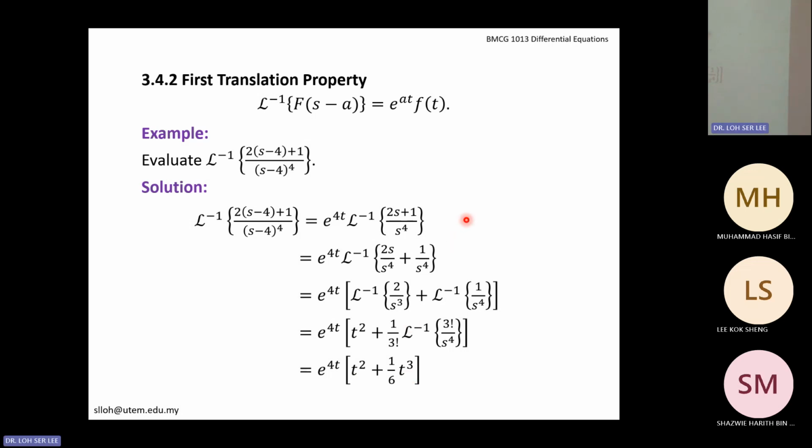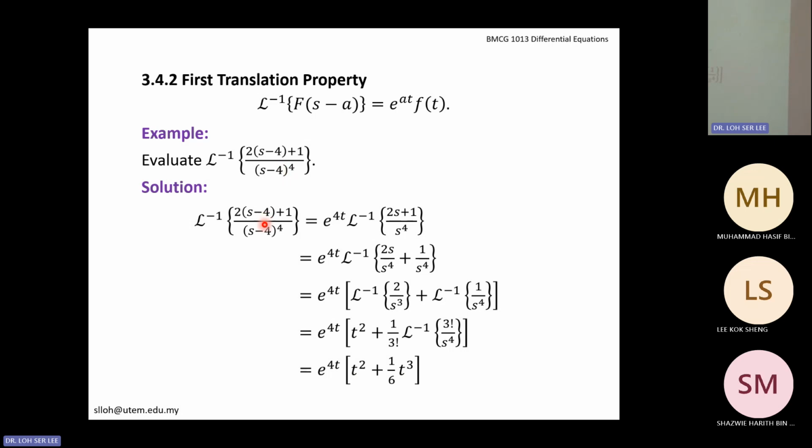I repeat. To apply this first translation property, if you look at the formula s minus a, it means that in the question, the function, all s must be in the same form, which is s minus a. So we will always start from the bottom. The bottom is s minus 4. So at the top, if you have an s, that s must also be in the form of s minus 4. So this is the ready form that we want.